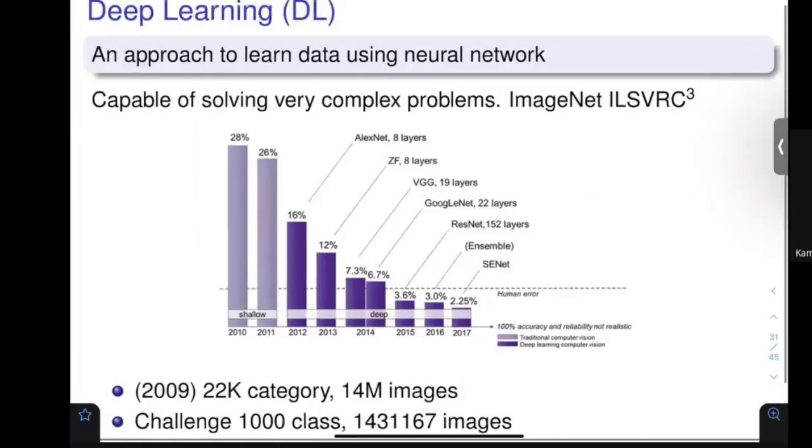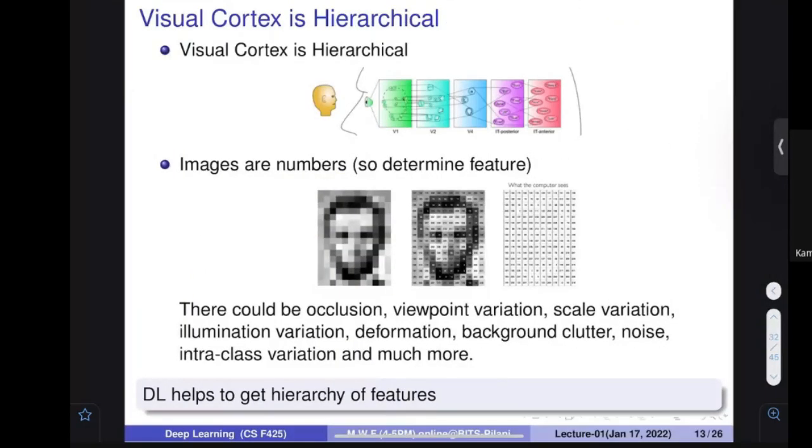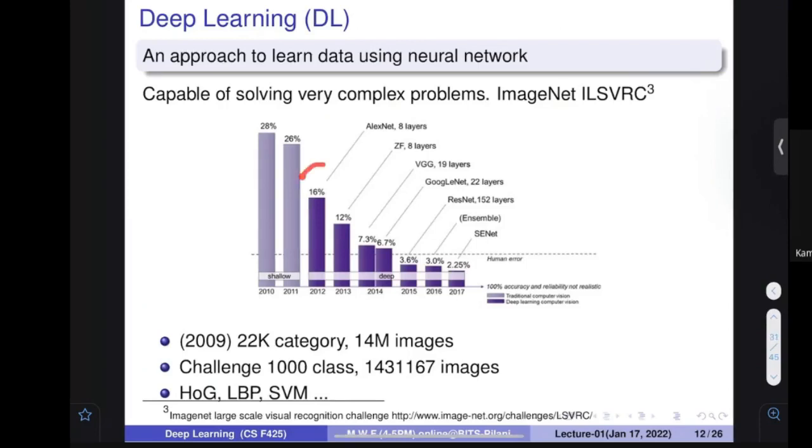This database is not that easy, and even humans have 5% error. So any system that does lesser error than the human may not be that significant. Why were these systems able to deliver something?